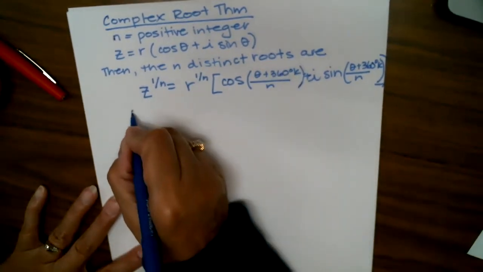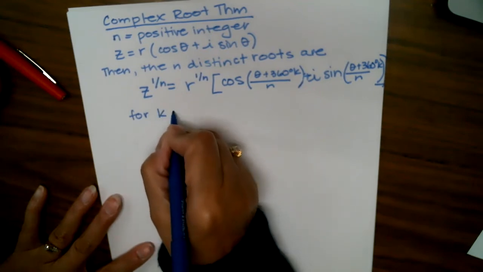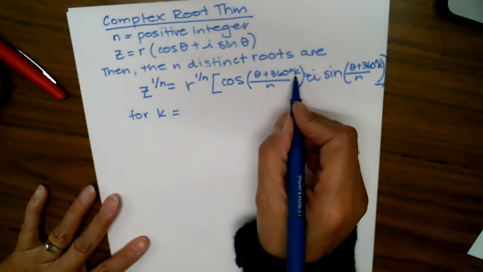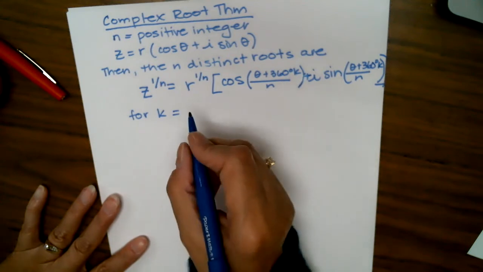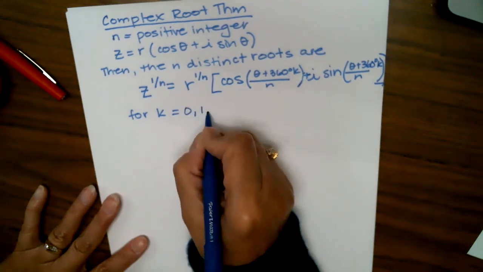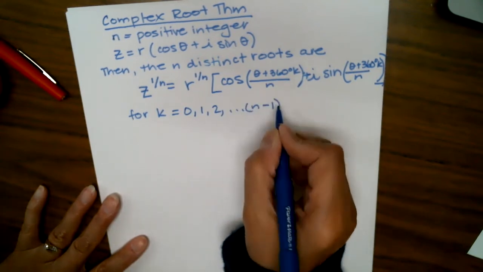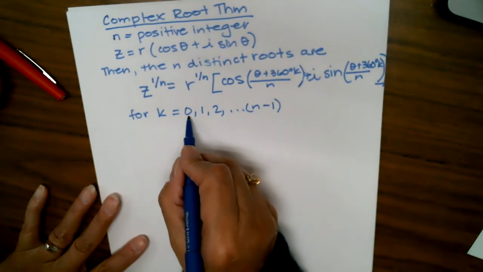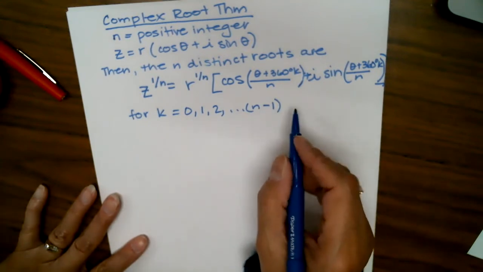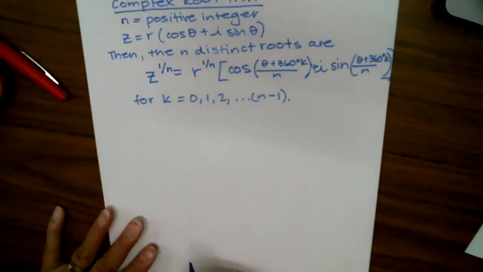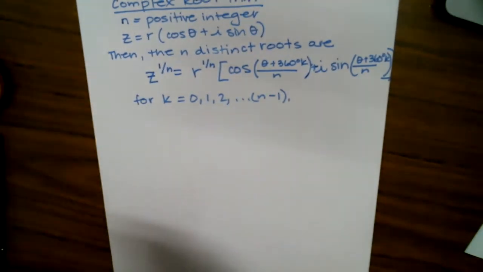And this is going to be for k equal to 0. We start out 0, 1, 2, and go all the way up to n minus 1. That'll give us n roots because we count 0 as a root, and that'll give us exactly n roots. Okay, that's how we raise it to a root. That is our theorem that we're going to use.